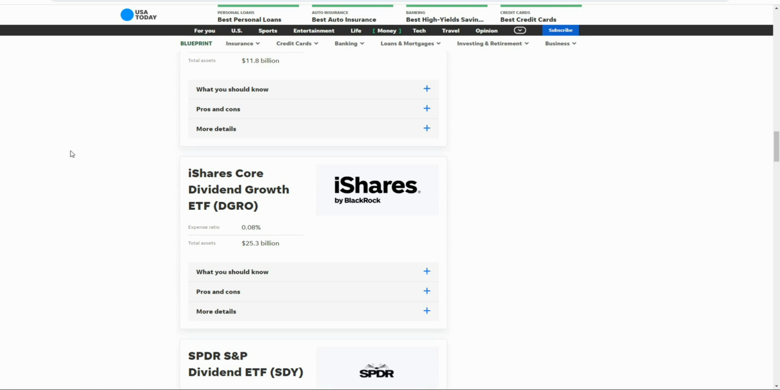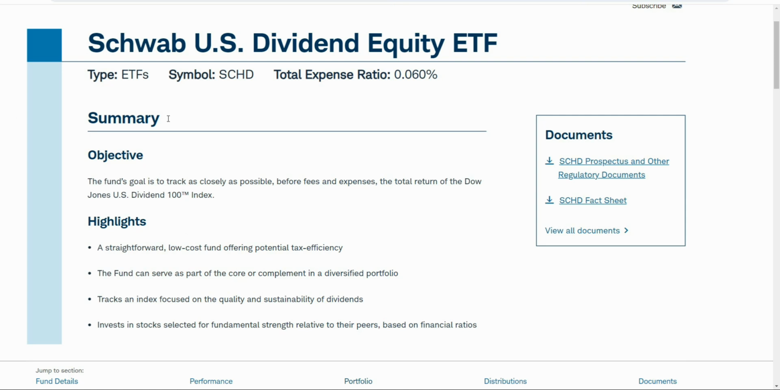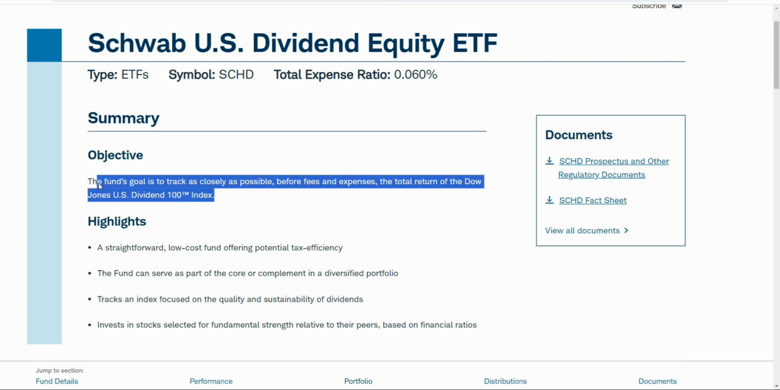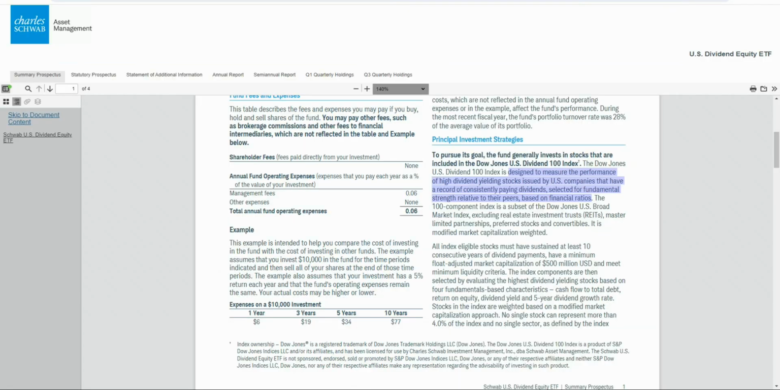Now, starting off with SCHD, we're going to go with the investment metrics first. The goal of the SCHD ETF is to track as closely as possible the total return of the Dow Jones US Dividend 100 Index. So a bit about how this index operates. It's designed to measure the performance of high dividend yielding stocks issued by US companies that have a record of consistently paying dividends, selected for their fundamental strength relative to their peers, and based on financial ratios.